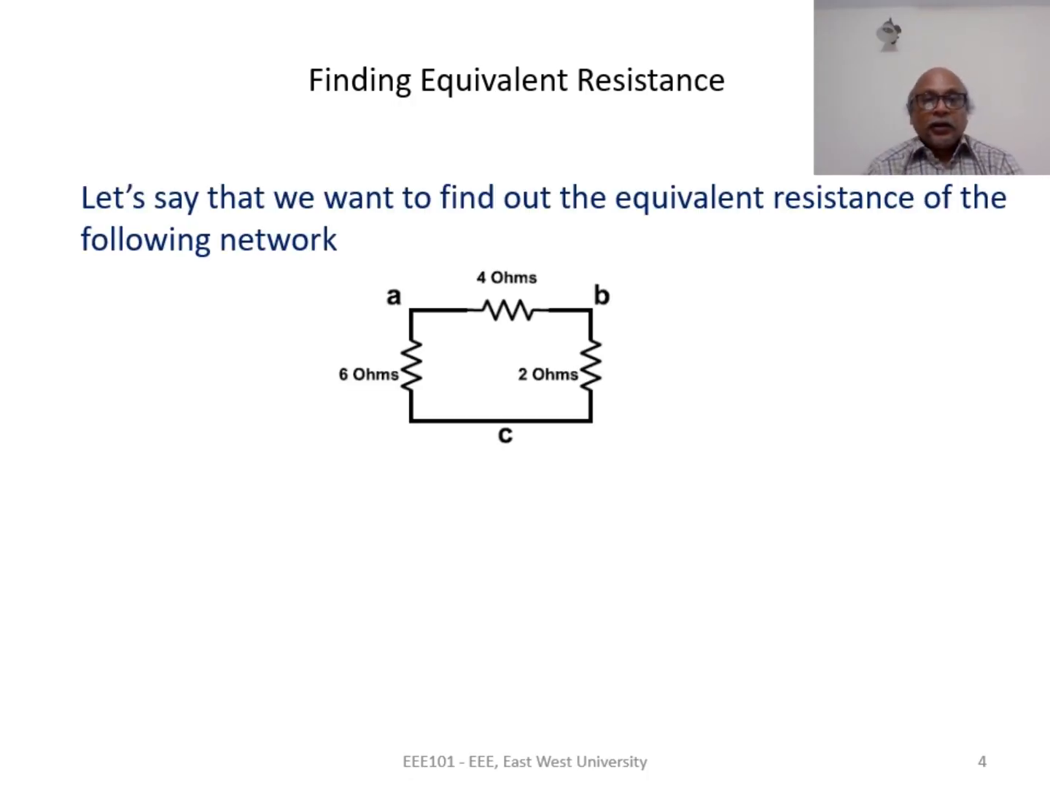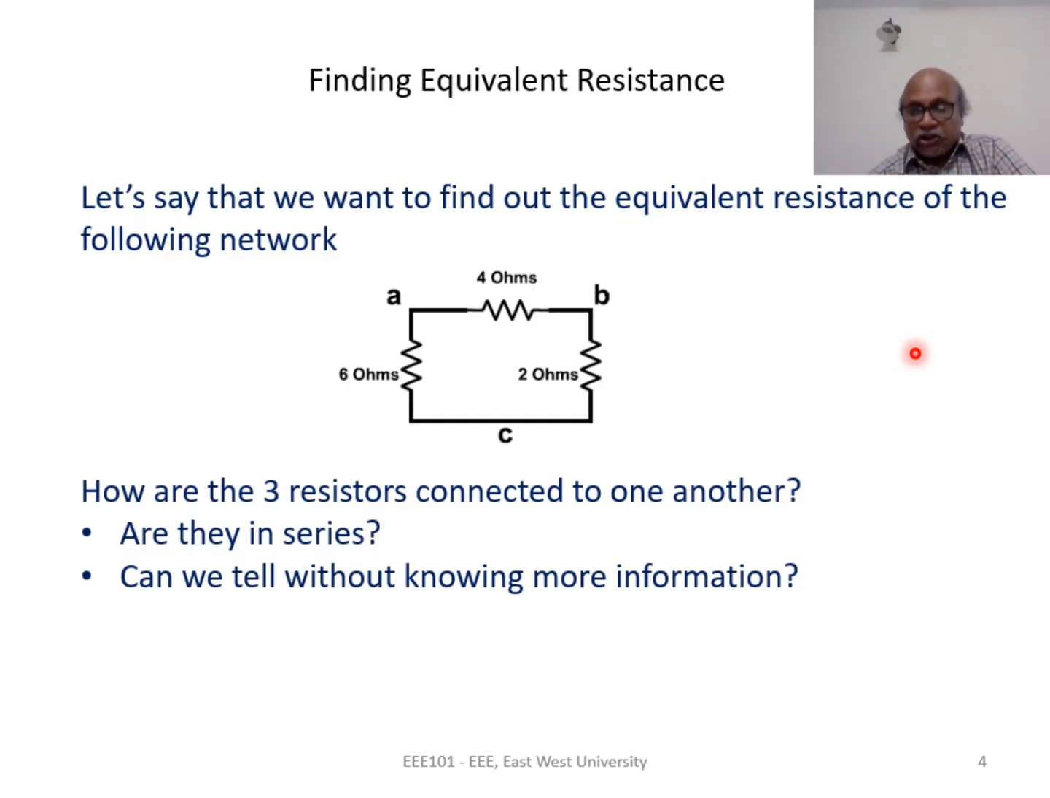Let's say we want to find the equivalent resistance of this network. There are three nodes A, B, and C, and we have three resistors connected: 4 ohms, 6 ohms, and 2 ohms. Now, the question that we need to answer is how are these three resistors connected to one another? Are they in series, or do we need more information to decide about the connection of the resistors? Actually, without knowing some more information, we cannot tell how these resistances are connected.